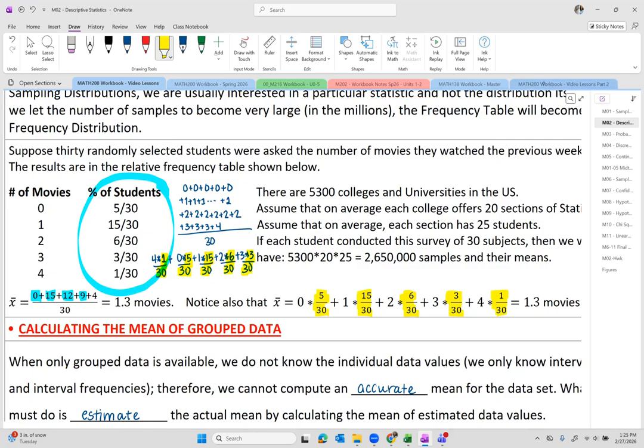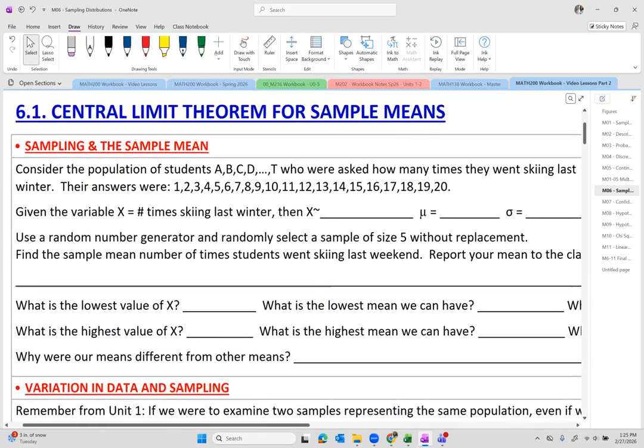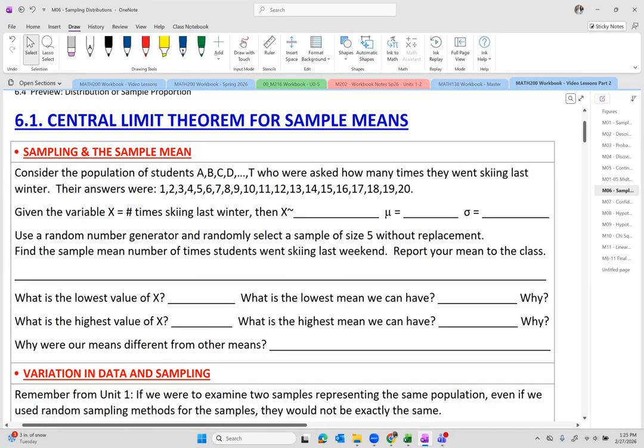So going back to the sampling and the sample mean concept, let's assume that we have a very small population of 20 students who were asked how many times they went skiing last winter, and let's assume that each student said a different number from 1 to 20. So this was kind of a uniform distribution.